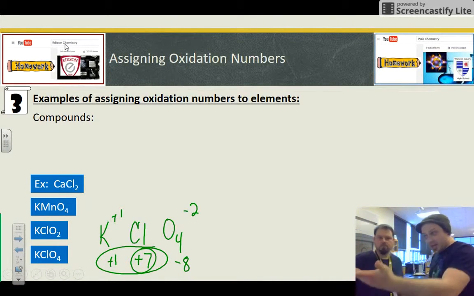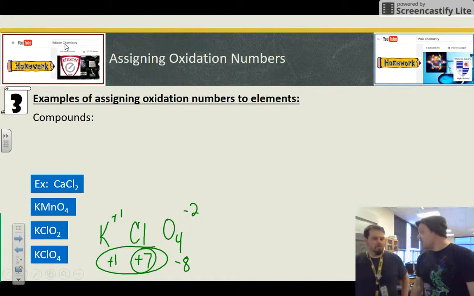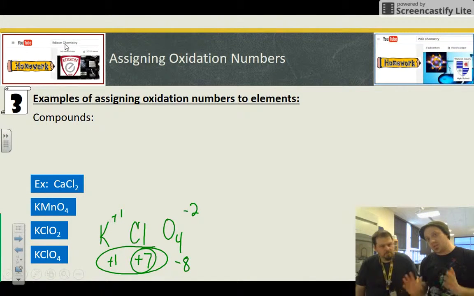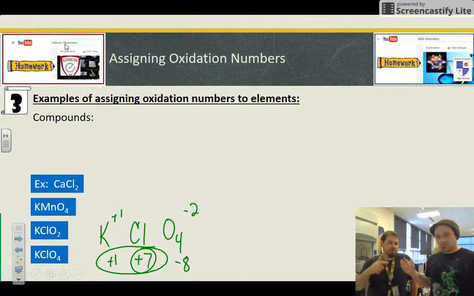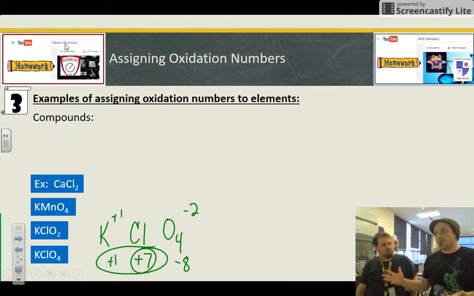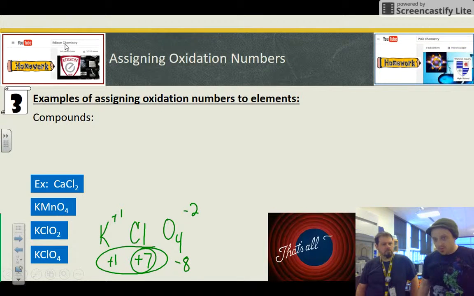But the first one with KClO2, it wasn't there. So you have to know the charge cancellation technique for it to work out. These were great examples to show you the same atom, chlorine, with different charges. Absolutely. So that's what it comes down to when we're doing oxidation numbers of elements within compounds. Right. Oh, guess what? That's all, folks.